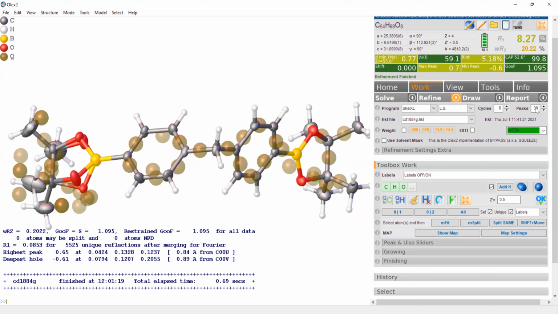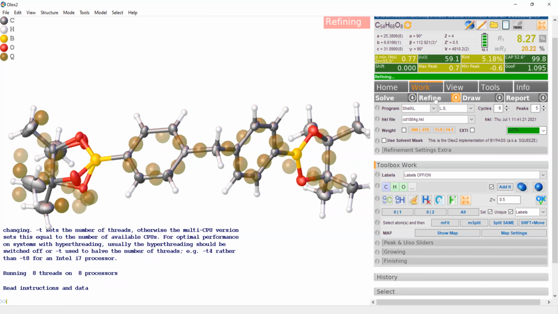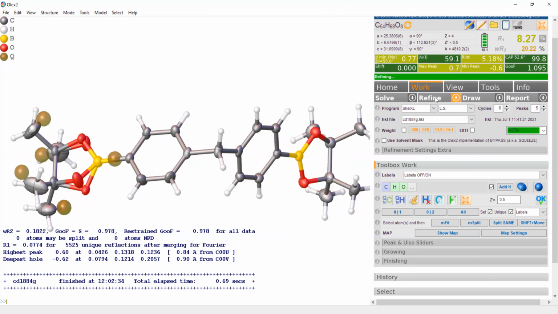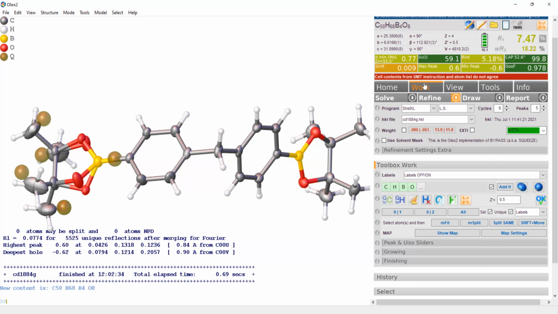So now let's refine. If we see a positive result, aka our R value gets better, that tells us we went in the right direction. So let's refine here and see what happens. So see here, our R value lowered, even our goof lowered, so we don't need as high of a goof as we need. So let me update the weighting parameter, refine again.